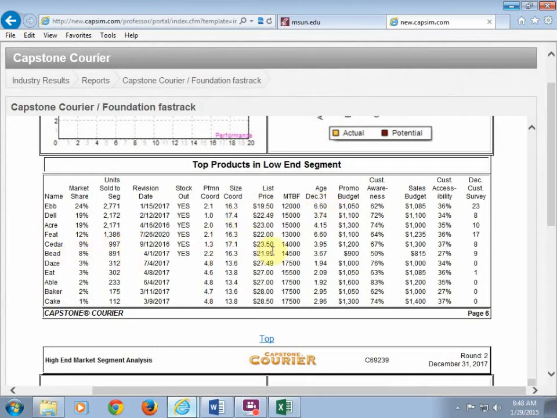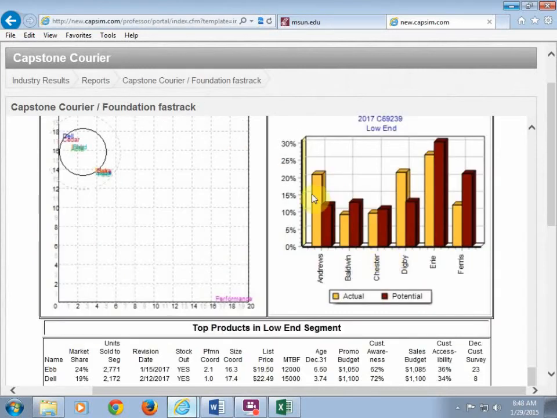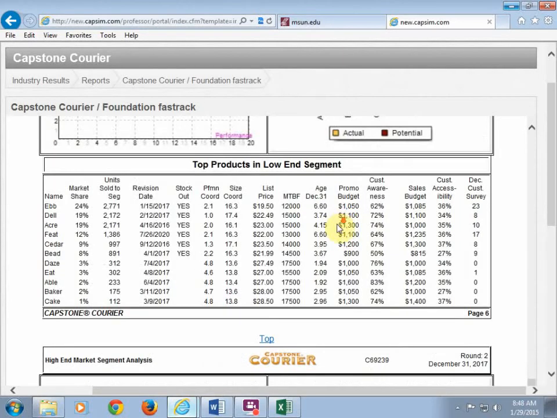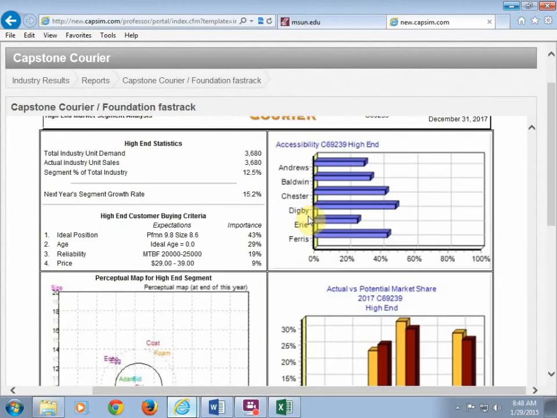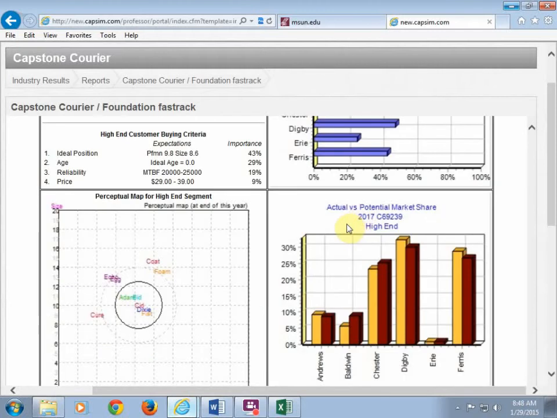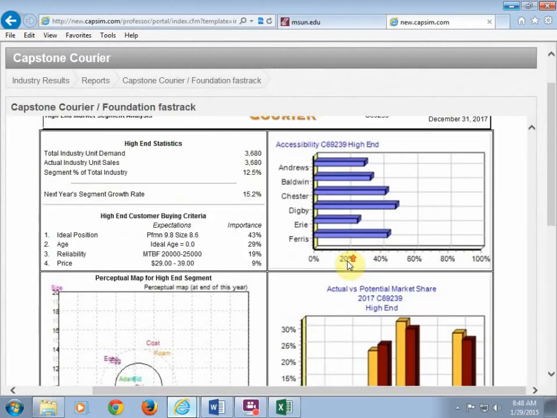Baldwin was down here. Age isn't so good. Price was okay. They didn't spend a lot of money either, but they still, look at that, would have had more potential. Even given that, you could obviously have increased the potential by doing some of the other things. So you got in the high end.